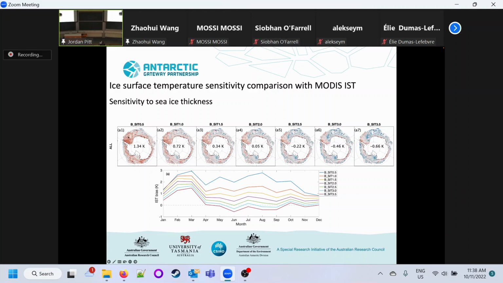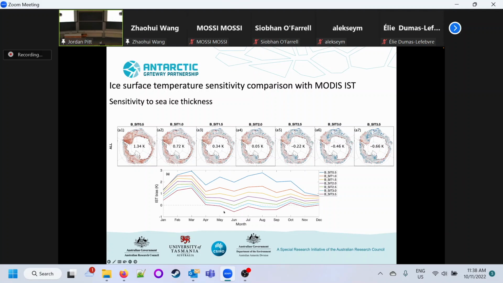But interesting that at the Western Weddell Sea, there is still a warm bias even at the ice thickness of 3.5 meter and snow height of 5 centimeter. That means at this region, 3.5 meter ice thickness and 5 centimeters snow height is still too thin to block the ocean overheating the surface.